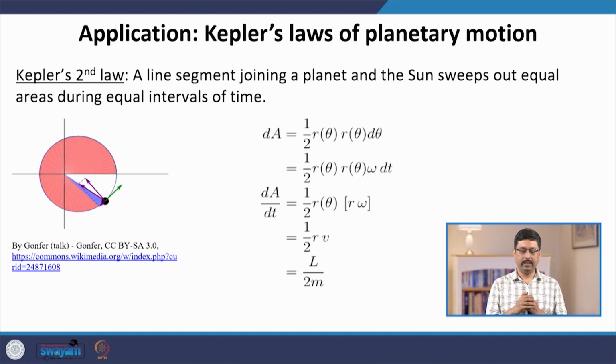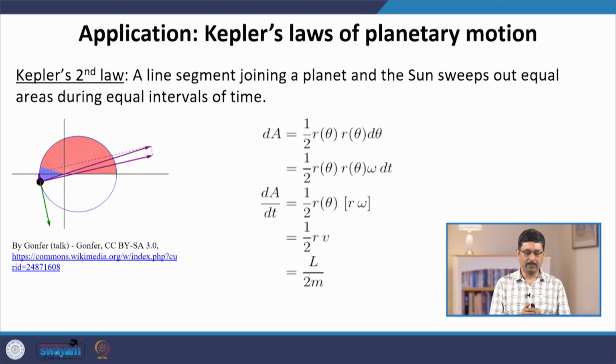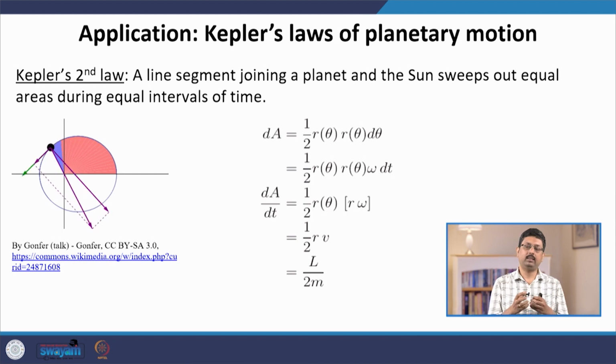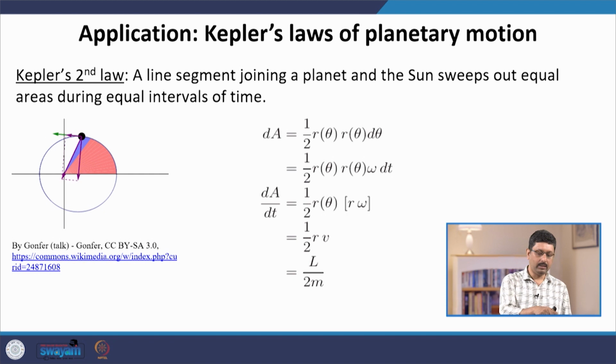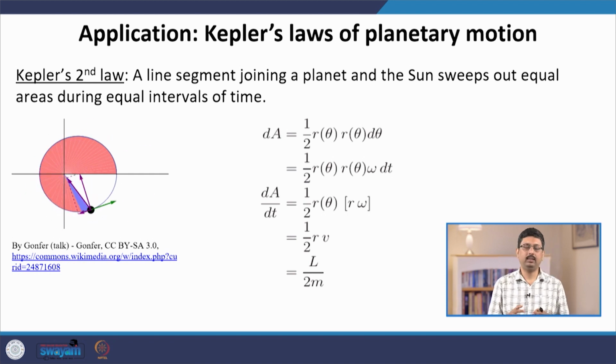We take this example of Kepler's laws of planetary motion. Using just this simple definition, we can understand Kepler's laws of planetary motion. So, let us start with Kepler's second law. What does it say? Basically, in this case the origin could be a massive particle such as the sun, and the particle that is moving around the origin is, let us say, our earth or any planet.